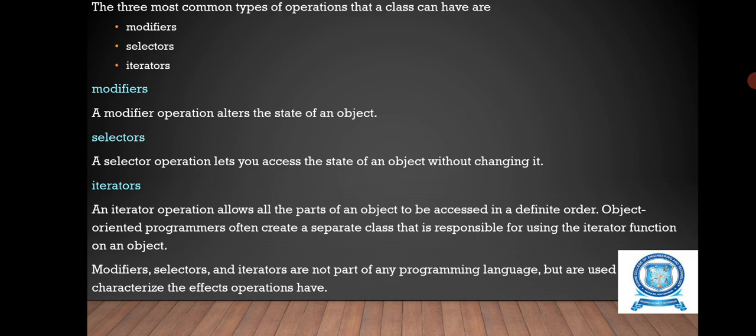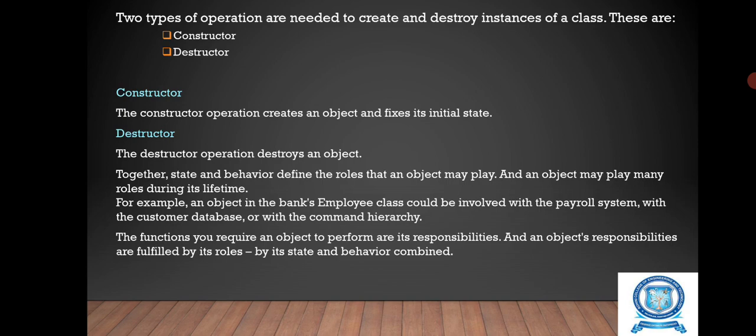The three most common types of operations are modifiers, selectors, and iterators. A modifier operation alters the state of the object. A selector accesses the state of the object without changing it. Iterators allow all the parts of the object to be accessed in a definite order. Constructors and destructors we have seen in the last listing.